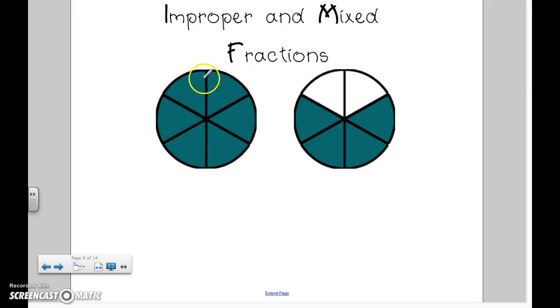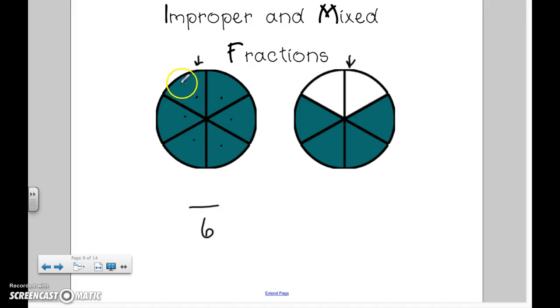Okay, let's look at this one. My denominator is not going to be both circles combined. My denominator is going to be how many pieces each circle is split into. 1, 2, 3, 4, 5, 6. My denominator is going to be 6 for my improper and mixed fraction.